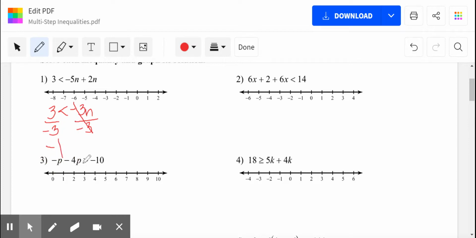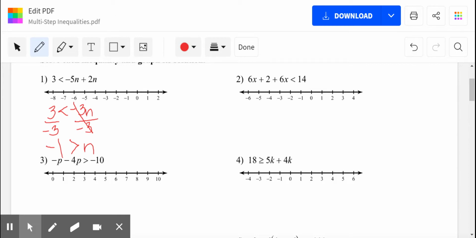Now, there's one thing, and I'm glad this is the first problem. There's one thing I want to tell you about inequalities. Anytime you divide or multiply by a negative number, you have to change your sign. Okay, so it's a less than sign. Now we have to change it to a greater than sign. So negative 1 is greater than n.